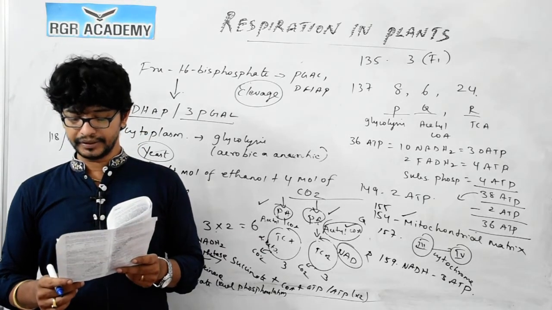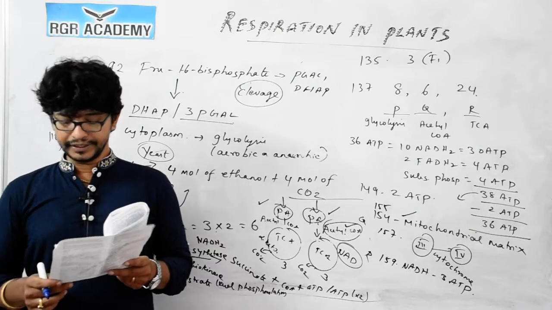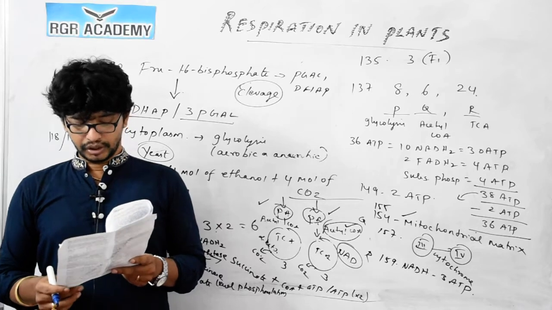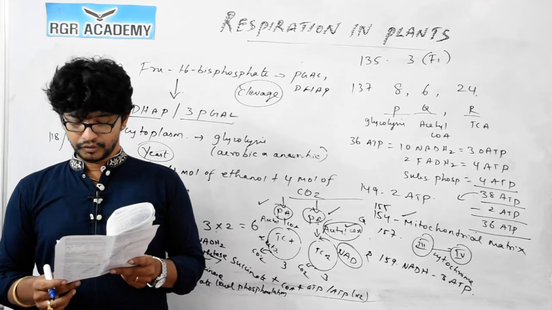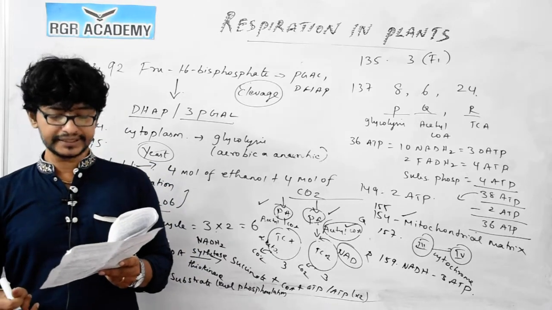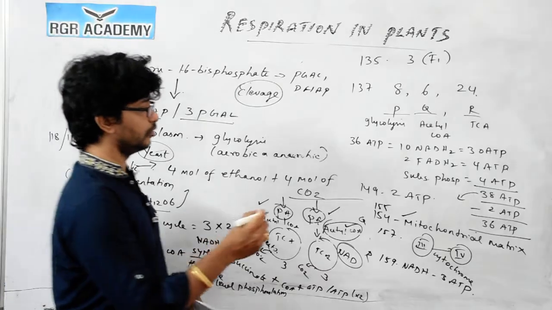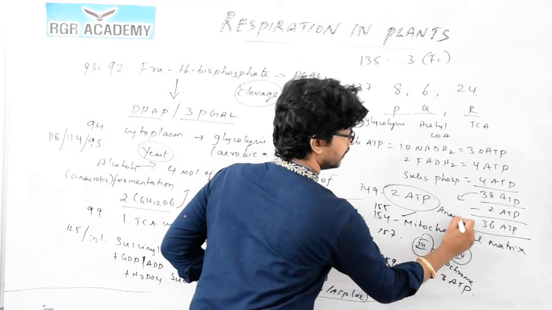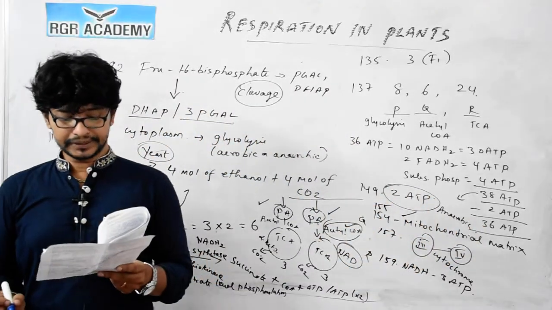During anaerobic respiration, what is the number of ATP molecules generated by the breakdown of 20 glucose molecules? The answer is 40, because anaerobic respiration generates only 2 ATPs per glucose molecule.